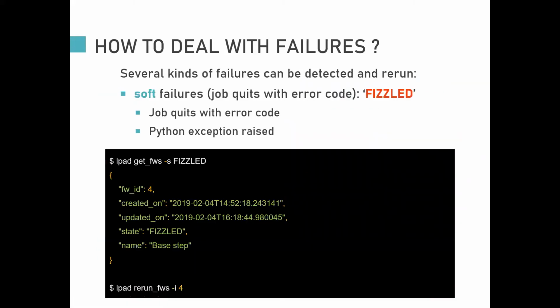Okay. Now, how to deal with failures? There are mainly two kinds of failures that can be detected and rerun. First, you have what we call soft failures, and this is the one that I showed just before, the fizzled states. So the job is basically quitting with an error code, okay? And in that case, there should be a Python exception raised. So that's why you end up in these fizzled states. You can get which fireworks have fizzled with the lpad command. We will see that in the tutorial. We will see the lpad command, not specifically the fizzled states, but this is what you have.